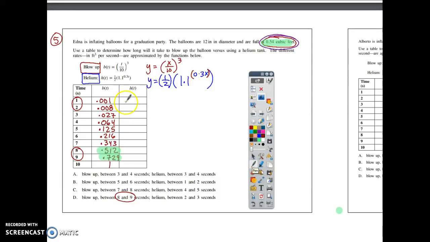So the numbers that you get here are 0.515, 0.529, 0.545, I'm rounding, 0.561, 0.577, 0.593, 0.611, 0.629, 0.647, and 0.666.